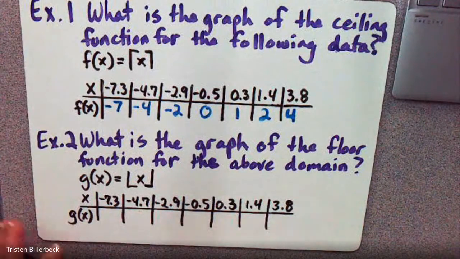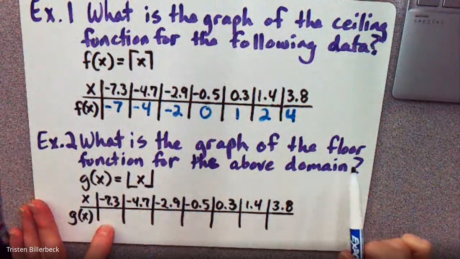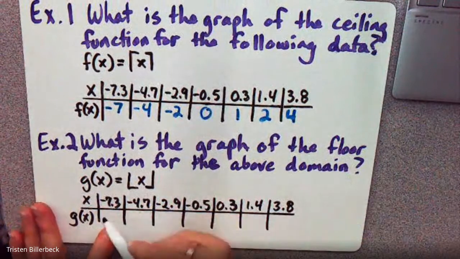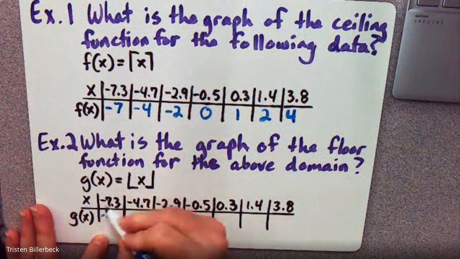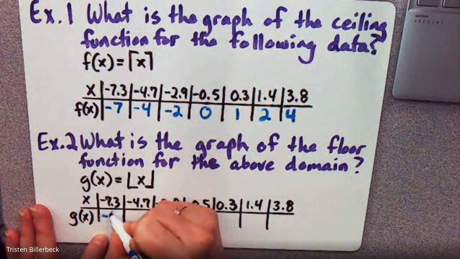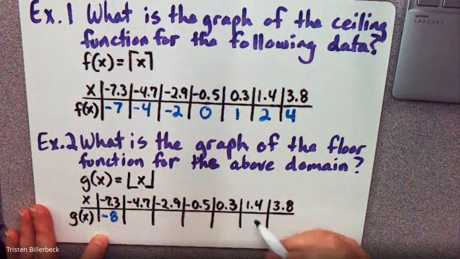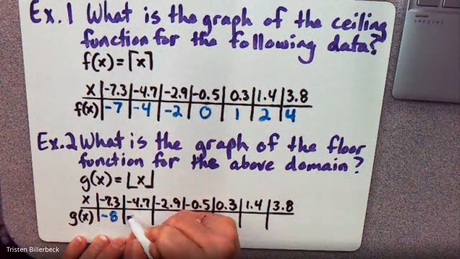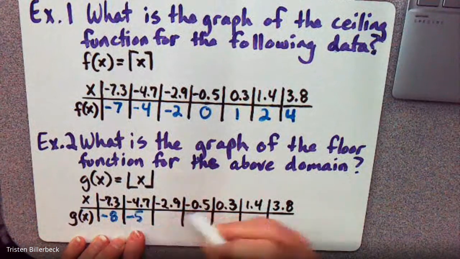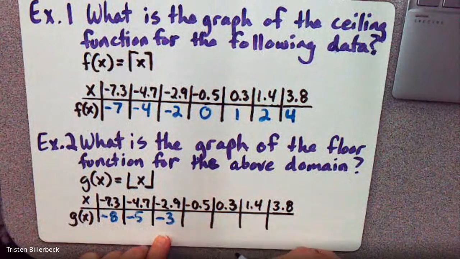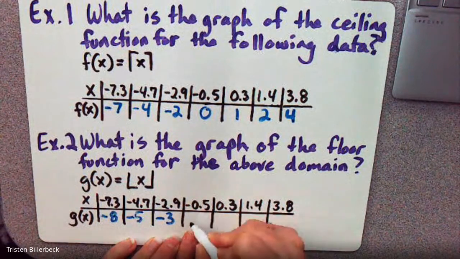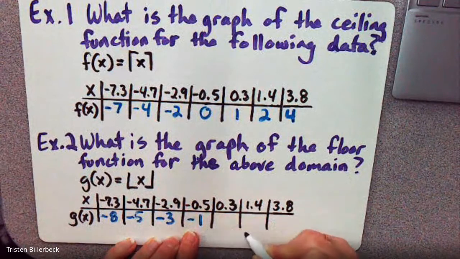All right, so for this one, for floor functions, we round down. So if we have negative 7.3, we'd round down to negative 8 because that's a little smaller than negative 7.3. This one, we're going to round down to negative 5. This one would be negative 3. It's a little smaller than negative 2.9. This one would be negative 1.